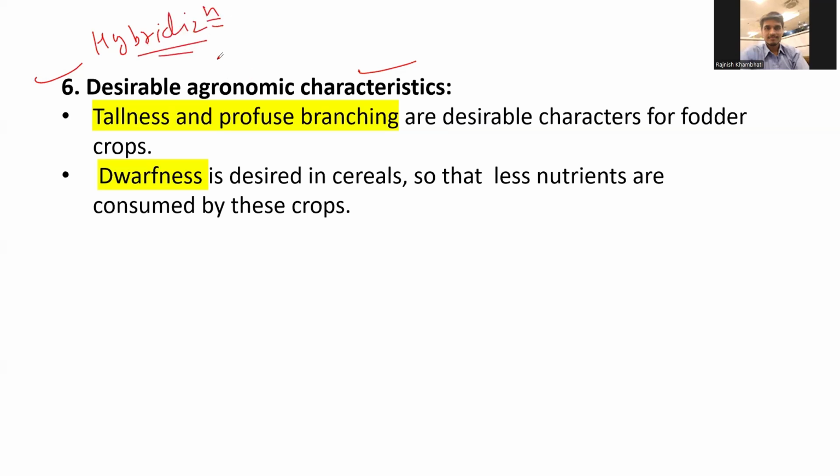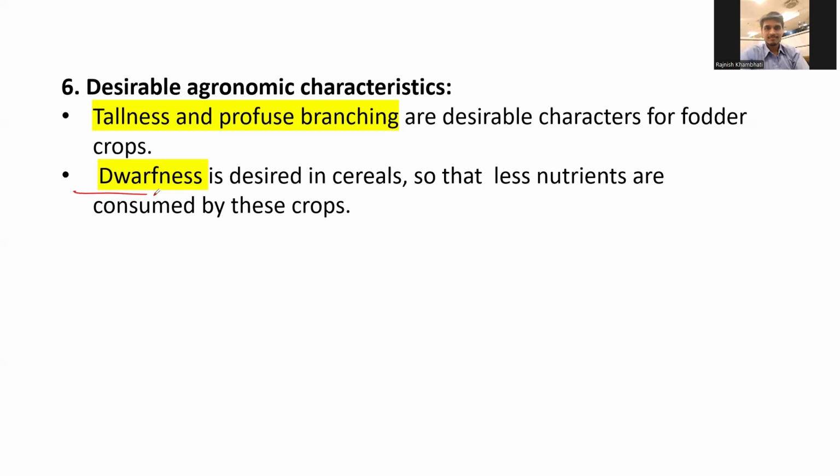Okay, why should we improve the variety? So that I can get desirable agronomic characters like tallness and profuse branching, which are desirable in fodder crops. My fodder crops, meaning animal food, should be very tall and branched. Profuse branching should be there so that it is easy for us.